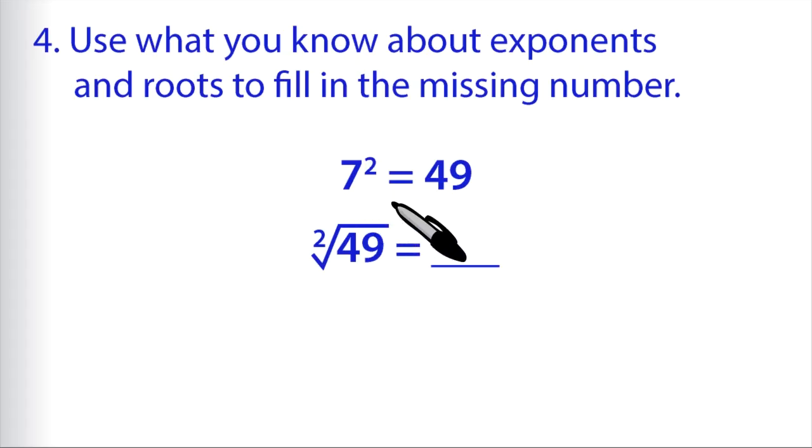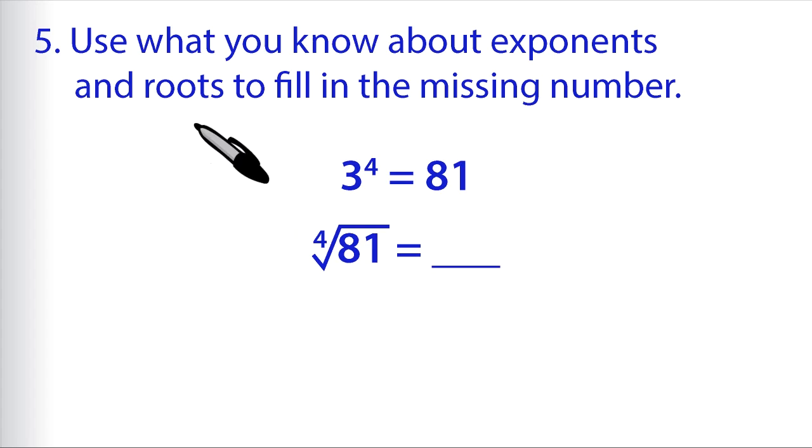For problem 4, use what you know about exponents and roots to fill in the missing number. And we have 7 squared equals 49. And then we need to figure out what the square root of 49 is. So the square root of something is what number squared would give us that number. So 7 squared will give us 49, so the square root of 49 is 7.